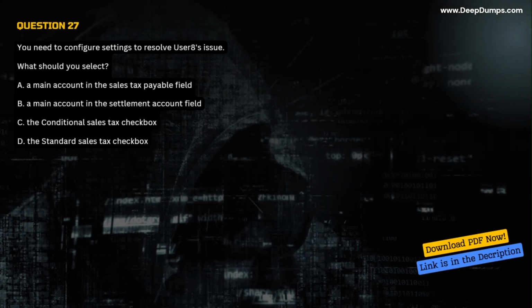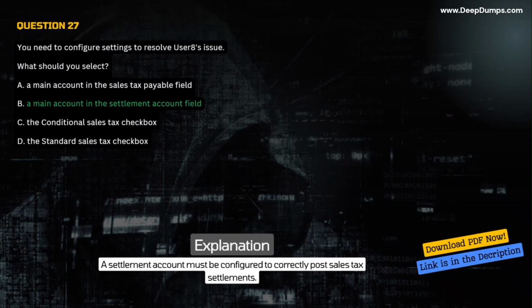Question 27. You need to configure settings to resolve user 8's issue. What should you select? A. A main account in the sales tax payable field. B. A main account in the settlement account field. C. The conditional sales tax checkbox. D. The standard sales tax checkbox. Correct answer B. A main account in the settlement account field. Explanation. A settlement account must be configured to correctly post sales tax settlements.